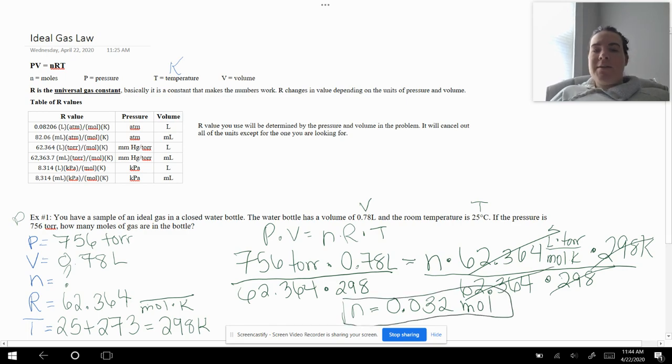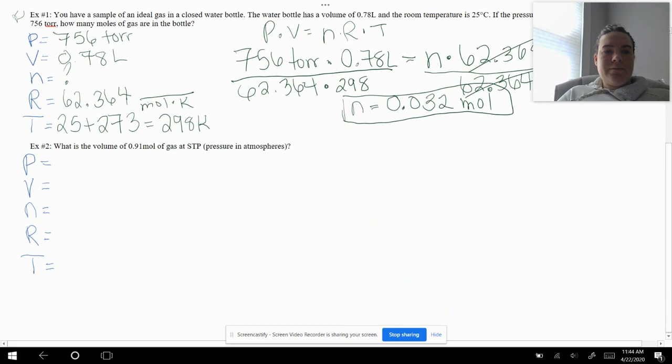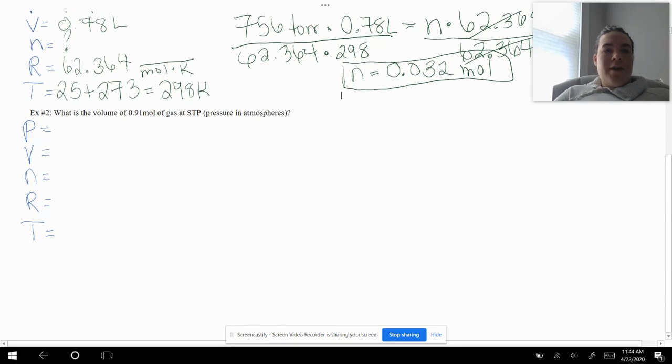So what's nice about this equation, the original equation PV equals nRT up here, is that it's flat. We don't have any fractions. So whatever you're trying to find, you're going to divide by everything else on that side. Yeah, so that's the first one. Let's look at our second example. So we've got, what is the volume of moles? So let's plug in our moles number, that's the 0.91. And it says STP, pressure in atmospheres.